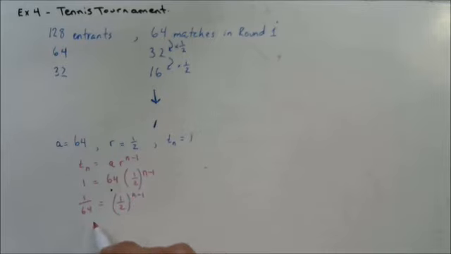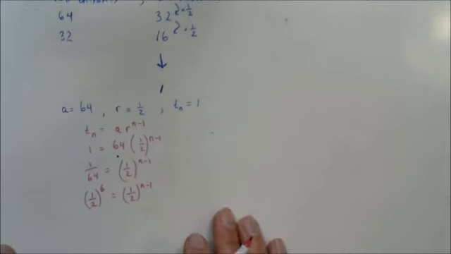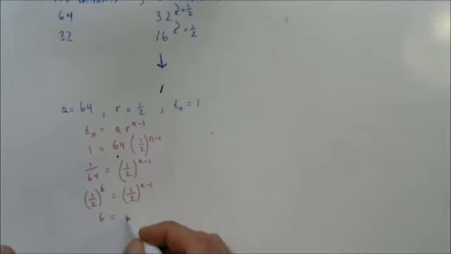In order to figure out what n is, I need to represent 1 over 64 as a power of 1/2, a power with a base of 1/2. So basically, how many factors of 2 are in 64? Well, 2, 4, 8, 16, 32, 64. There are 6 factors. Then if the bases are equal, the exponents must be equal. So 6 equals n minus 1, add 1 to both sides, n equals 7.